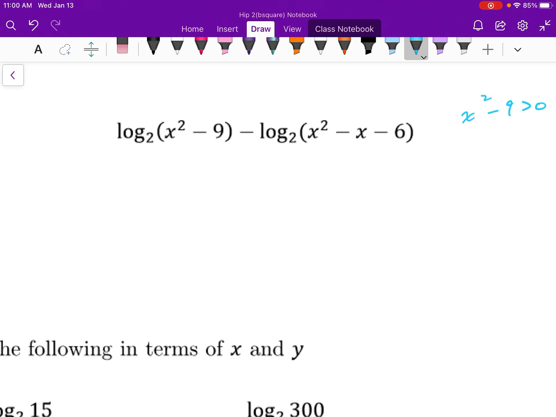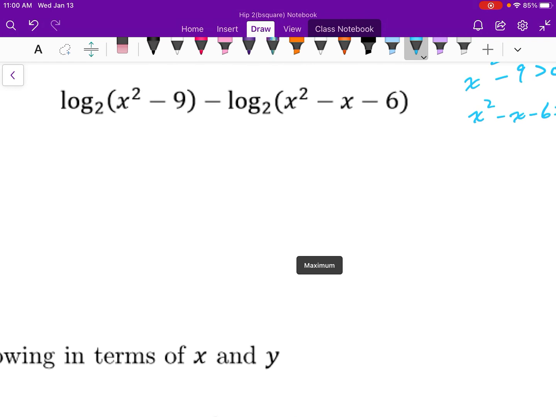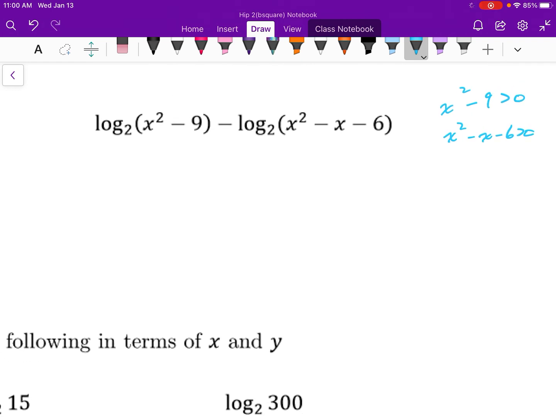All right. First, I'm going to put my restrictions. So x squared minus 9 has to be greater than 0, and x squared minus x minus 6 has to be greater than 0. And you need to figure out those values where this is possible, right? I'm going to worry about the logarithms.